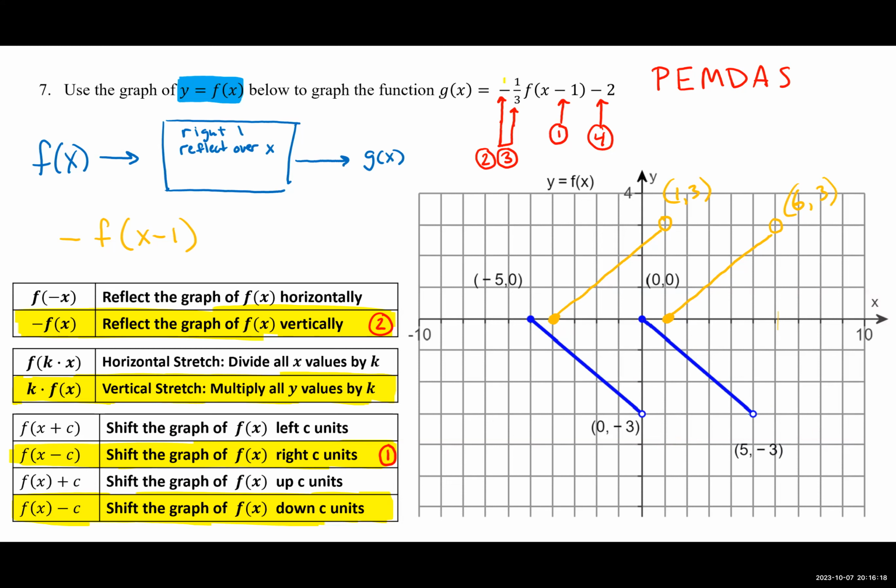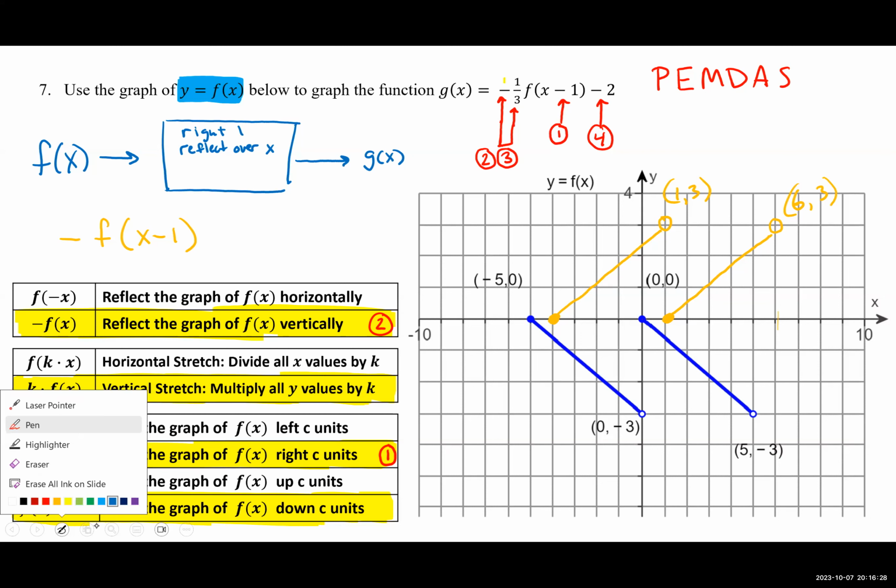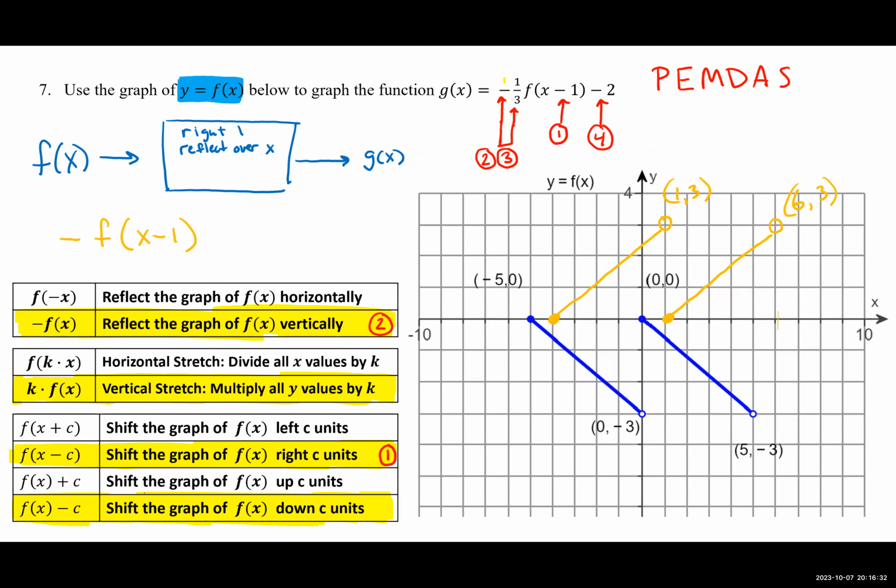Next, we're multiplying every y value because of the 1/3. We're multiplying every y value by 1/3. Every y value by 1/3. So let's switch colors again. So now we're incorporating the negative sign, the 1/3. But we're not touching the -2 at the end yet. So every y value gets times by 1/3.